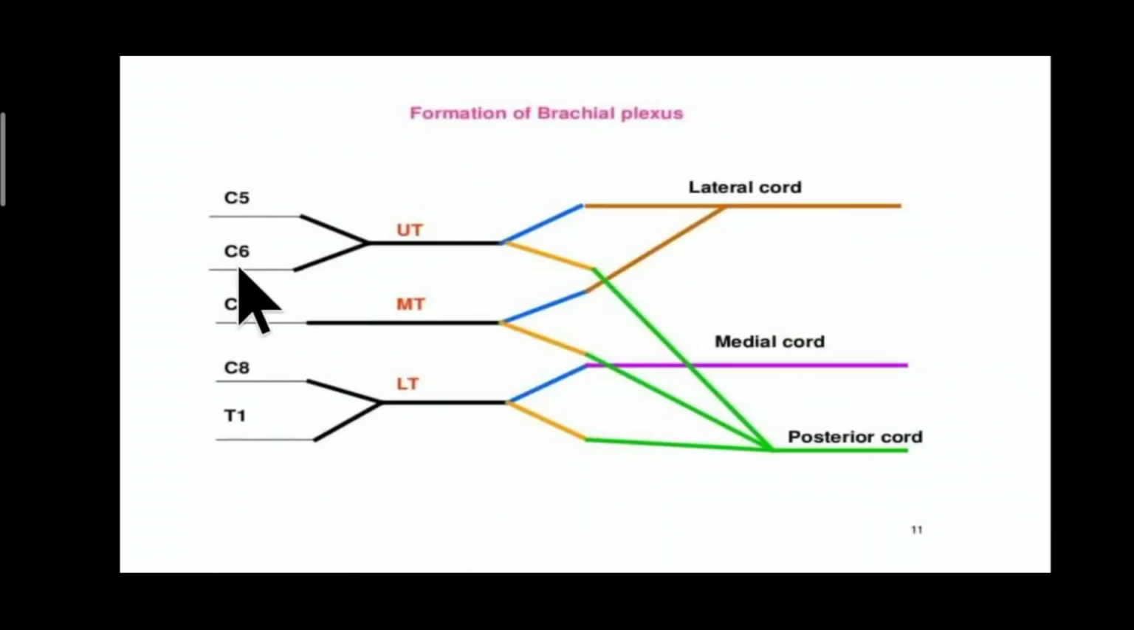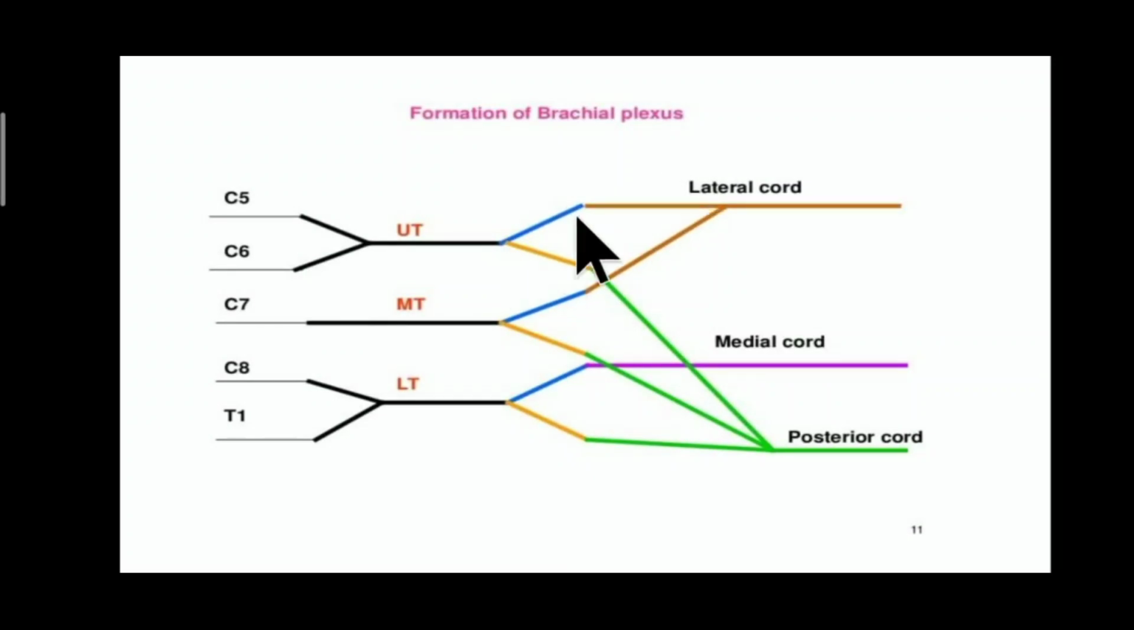So this is C5, C6 which form the upper trunk, C7 forms the middle trunk, and C8 and T1 form the lower trunk. Further, these are divided into anterior and posterior. So this blue portion is anterior and the orange portion is posterior divisions.